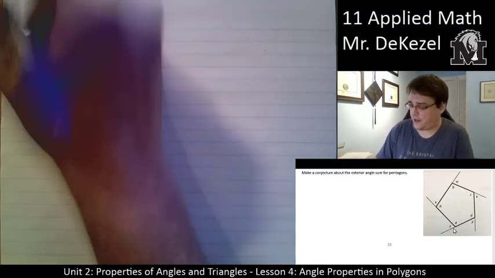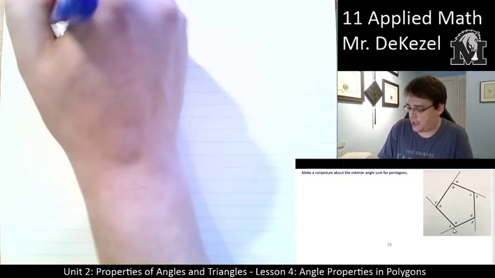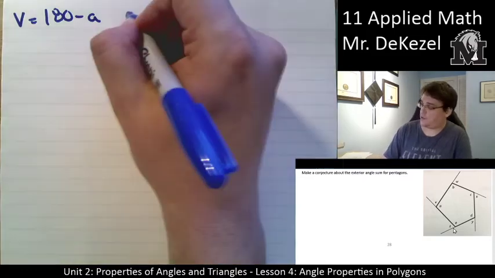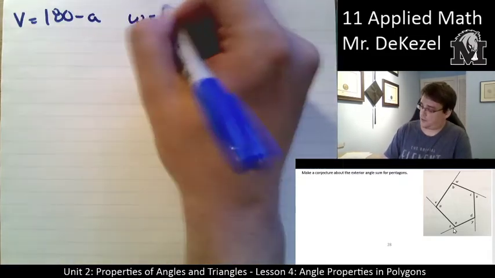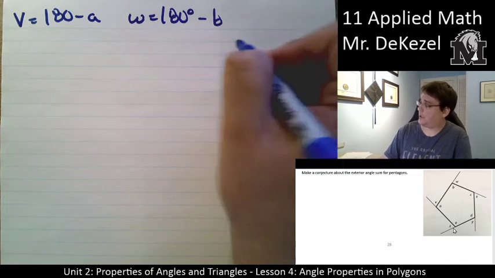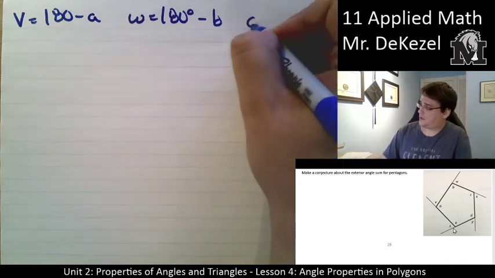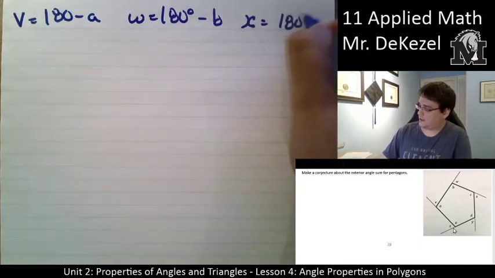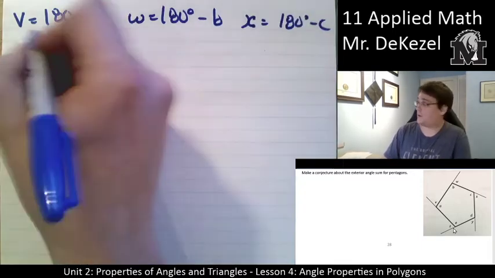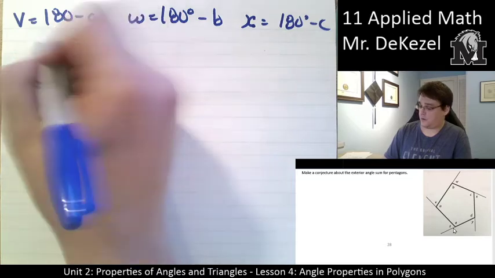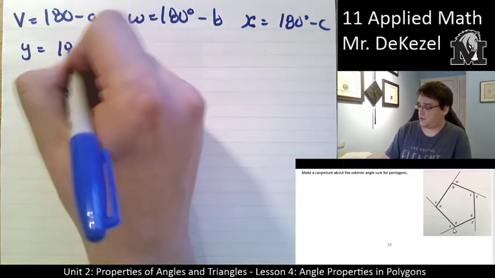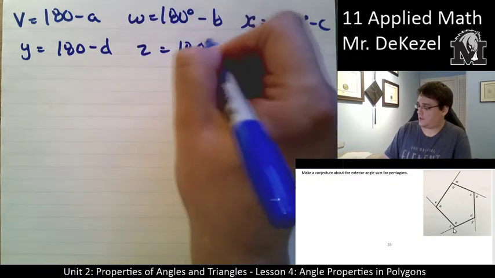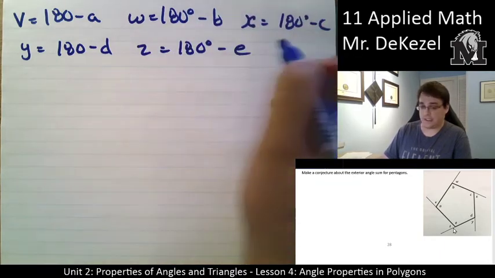So I have angle V, I know to be 180 degrees subtract angle A. I know that to be true. Angle W is equal to 180 degrees subtract B. X is equal to 180 degrees subtract C. We have Y is equal to 180 degrees subtract D, and Z is equal to 180 degrees subtract E.